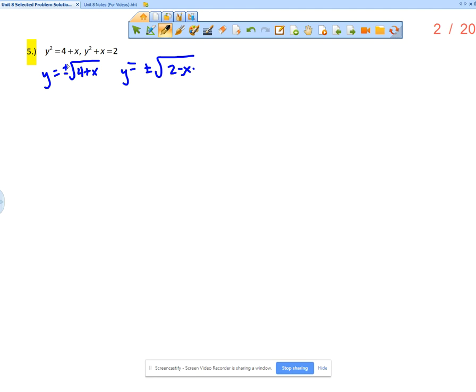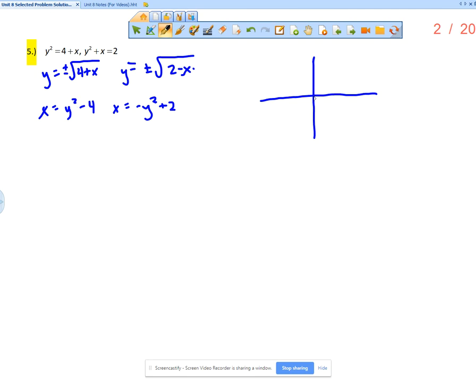Now, we could also write them in x equals form. So this would be x equals y squared minus 4. And this one would be x equals negative y squared plus 2. I choose to think of these in the x equals form because I think it's a little easier. Now remember, you should be doing these without a calculator. These are non-calculator questions.